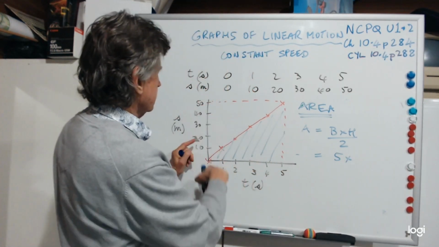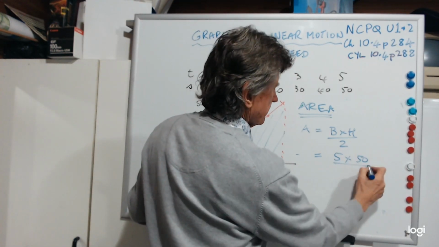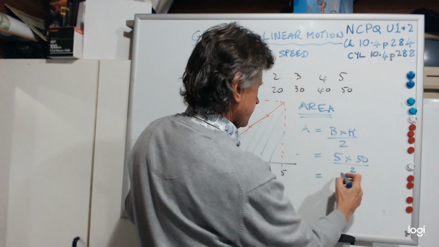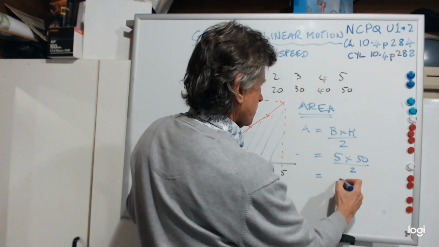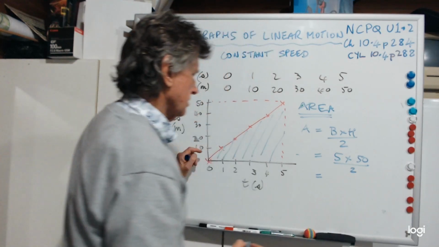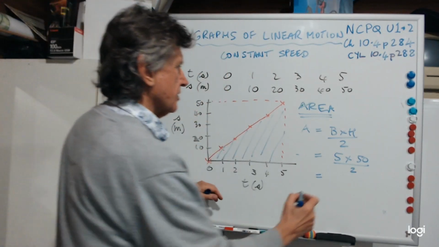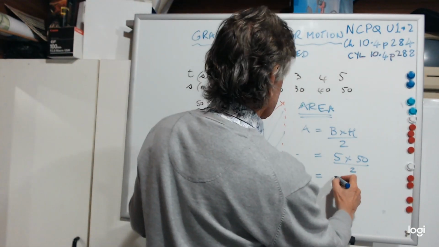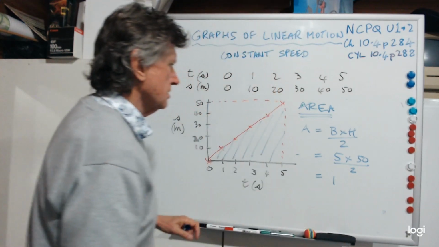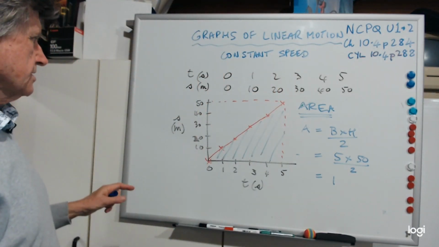The height is 50 over 2. And that comes to, what does that come to? 125. Something's gone wrong. Base by height on 2.